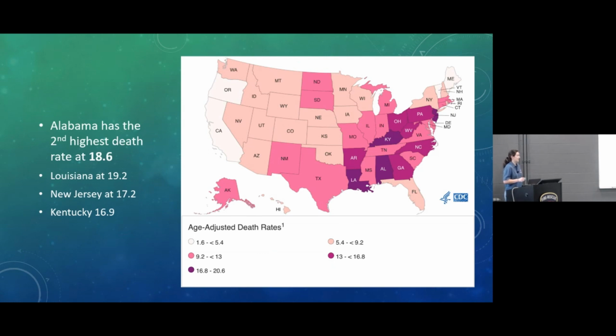So Alabama has the second highest death rate due to sepsis in the nation. 18.6 deaths per 100,000 people in 2021. That's not a fun statistic to have. The only state worse than us is Louisiana, shockingly. And then next, New Jersey at 17.2 and Kentucky at 16.9.